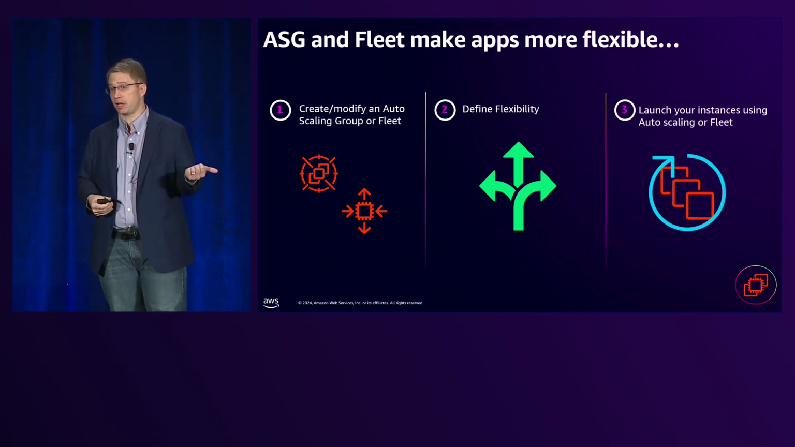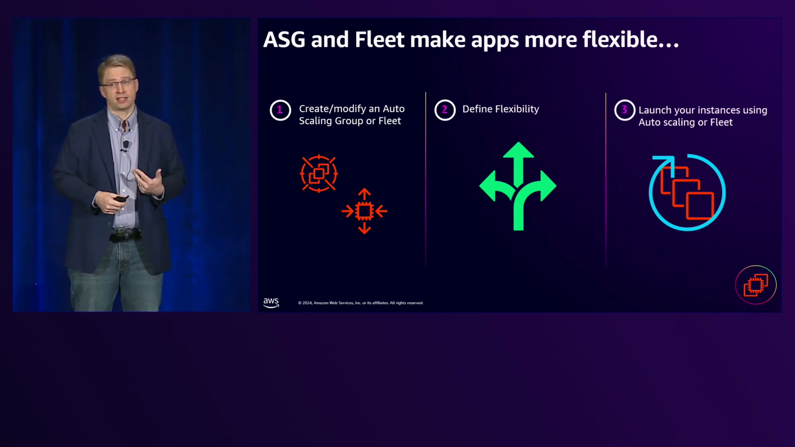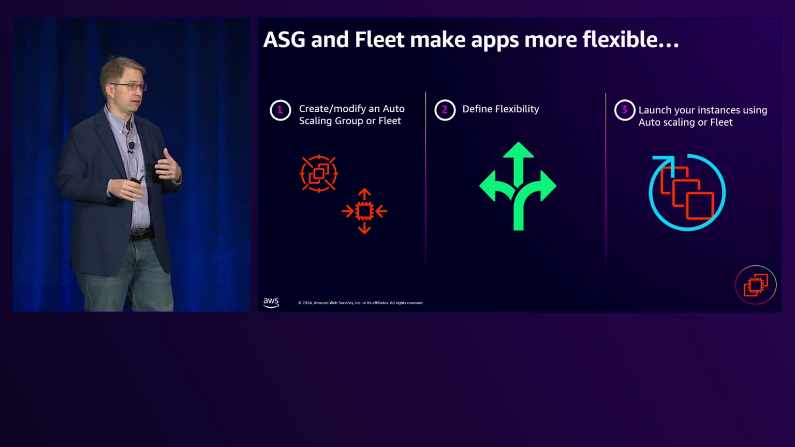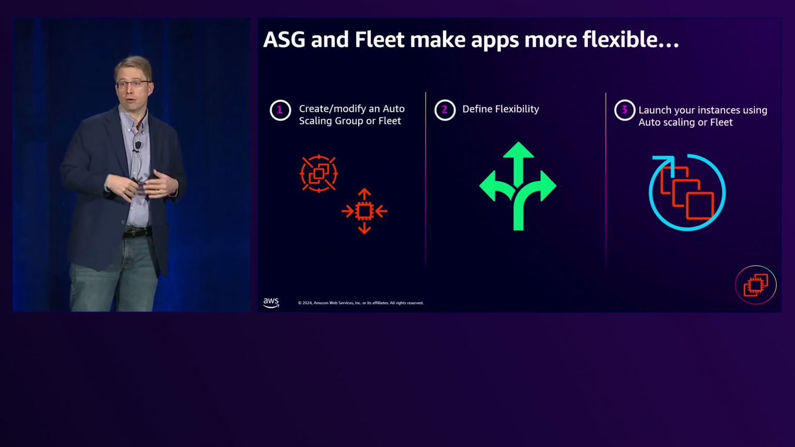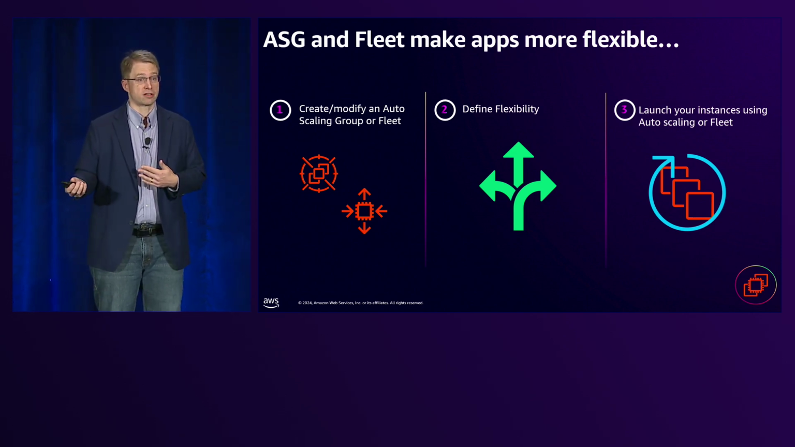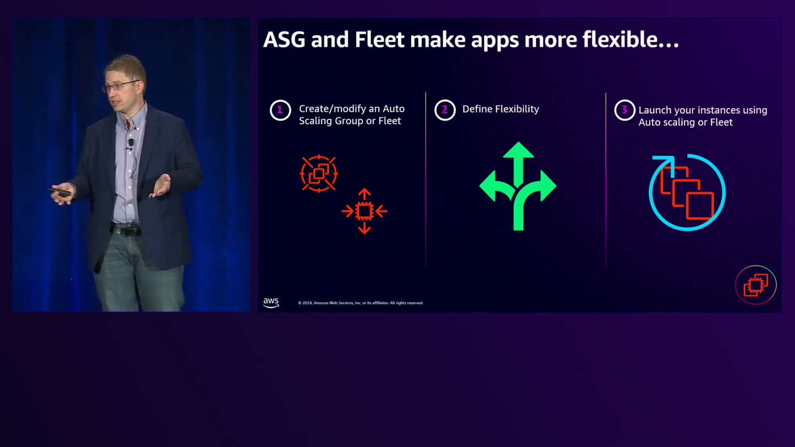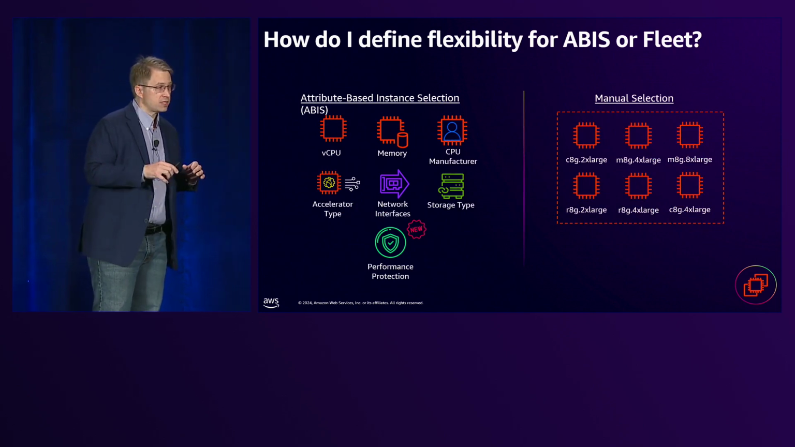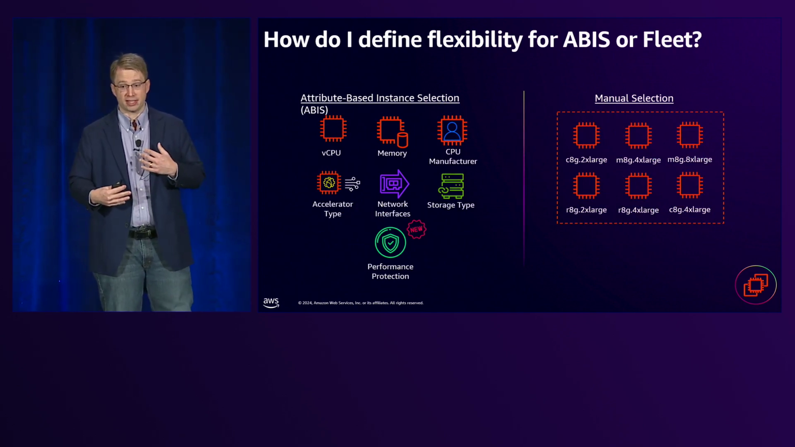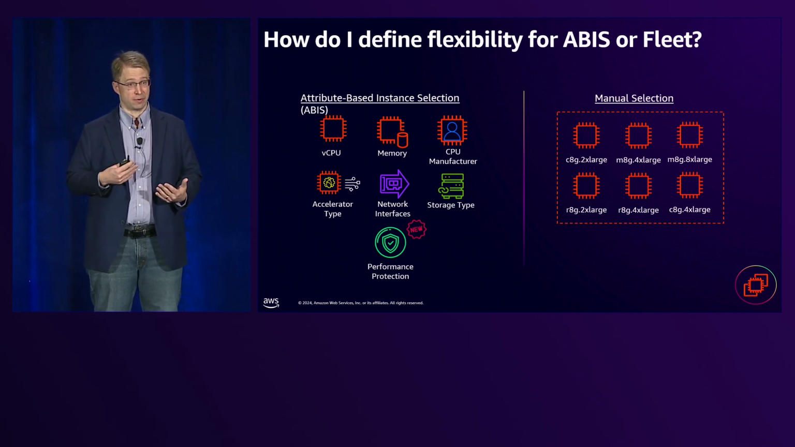The first is just setting up the auto-scaling group or the Fleet. The second is defining flexibility, and I'll explain that in a second. And then finally, auto-scaling will automatically launch, or you use Fleet instead of your normal run instance call. And so, fairly easy to set up. When we talk about defining flexibility, it's important to know that this actually provides us additional information as well.